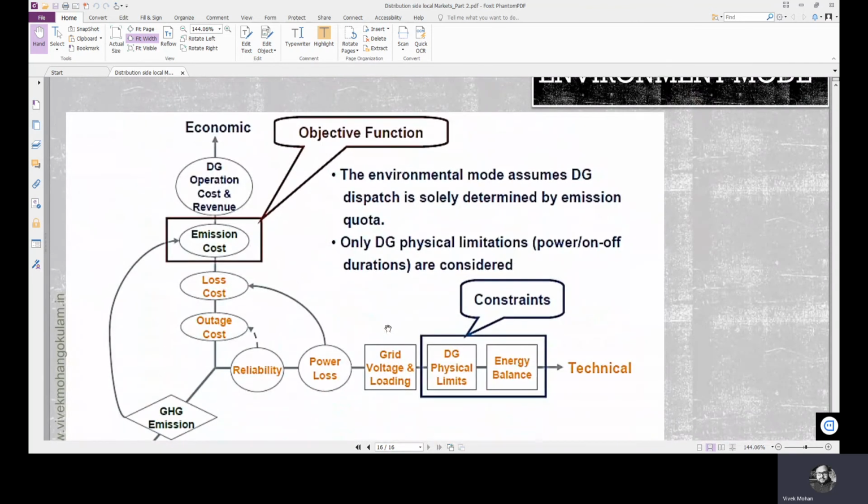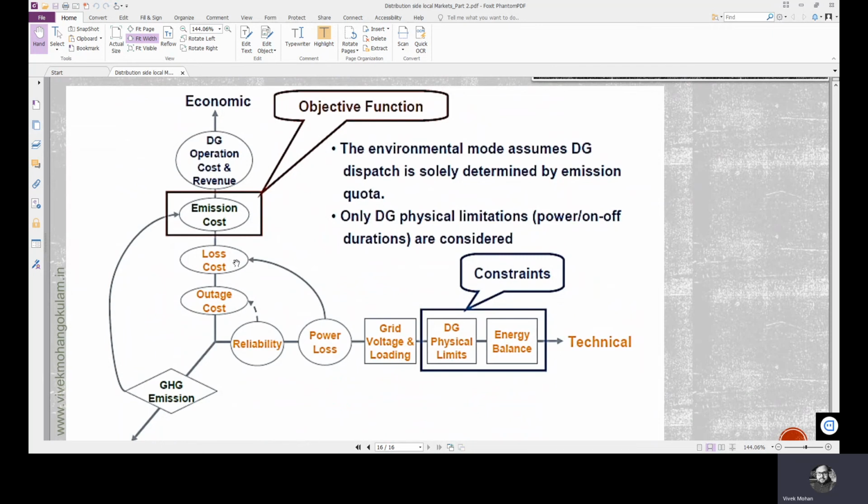Then now comes the environmental mode. So slowly it shifts from the loss cost to the emission cost. Now we are emphasizing on minimizing the emission cost. The environmental mode assumes DG dispatch is solely determined by emission quota. Okay, only DG physical limitations, power on off durations are considered. For constraints, DG physical limits and energy balance is considered, but grid voltage is again taken out from the constraint. So, but the basic limit will not be violated. Okay, otherwise we cannot operate the system. So that will be there, of course, as technical constraint, but it's not that stringent. That's what is the meaning.